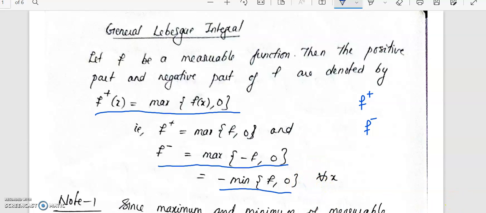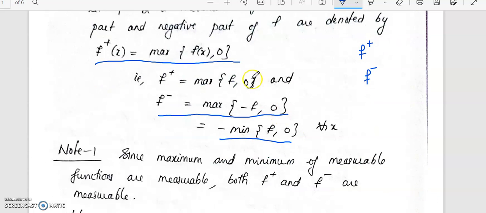Now we know f is measurable. So if f is measurable, automatically minus f is also measurable, since that's a constant multiple of f. And also we know that the maximum of measurable functions is again measurable, and the minimum of measurable functions is also measurable. f plus is a maximum, and f minus is a maximum or minimum. So both f plus and f minus are going to be measurable functions.